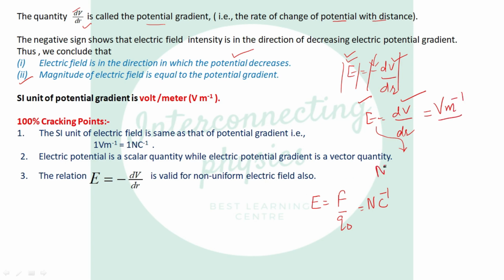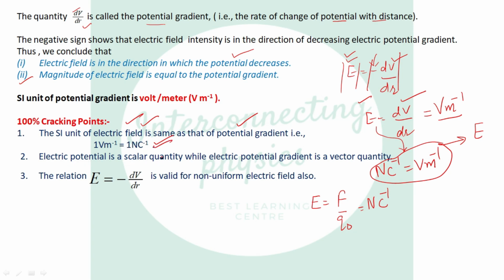So Newton Coulomb inverse equal to volt meter inverse are the same units, and these are the units of electric field. It means the SI unit of electric field is the same as that of potential gradient, that is 1 volt meter inverse equal to 1 Newton Coulomb inverse. It is very important from an examination or competitive point of view. Electric field has 2 units, that is 1 volt meter inverse and 1 Newton Coulomb inverse.